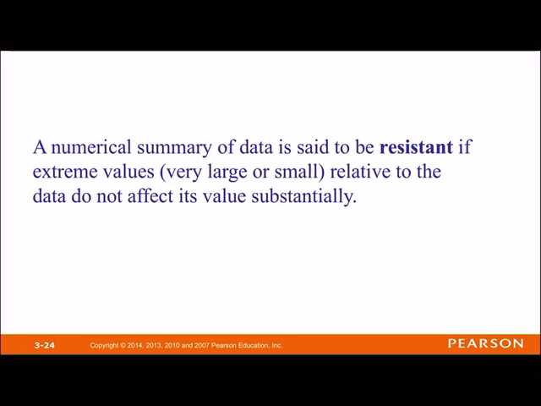A numerical summary of data is said to be resistant if extreme values, very large or very small, relative to the data, do not affect its value substantially. So if you flip back to that other slide and look at that data again, the mean was drastically different. So the mean in this case would not be resistant because it's a substantial difference. However, the median is resistant. That didn't change drastically.